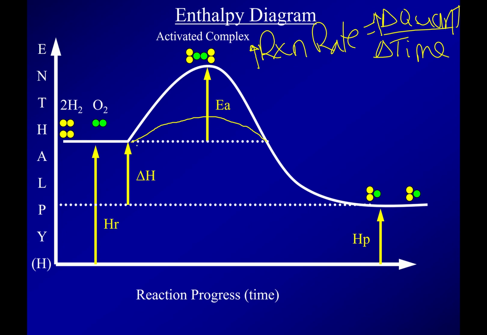Sometimes we have really, really low activation energies, and that would be something that's very unstable, maybe like nitroglycerin. Something that has a really high activation energy takes a lot of energy to get it started. Think about maybe a block of wood or something. That takes quite a bit of energy to get that wood to light.